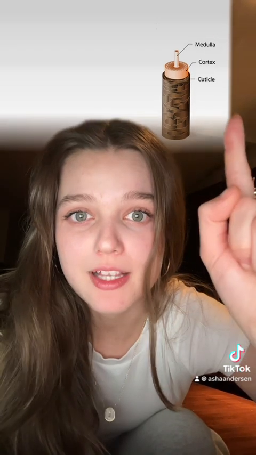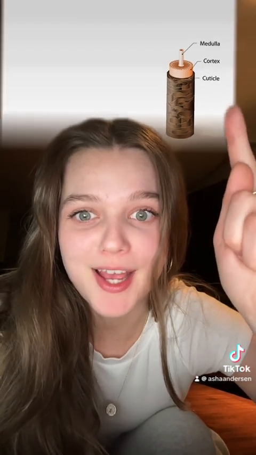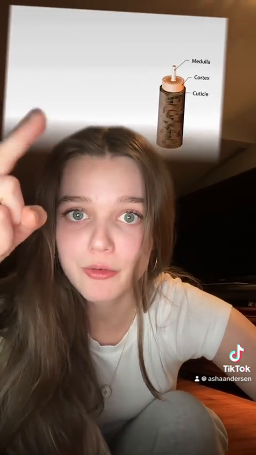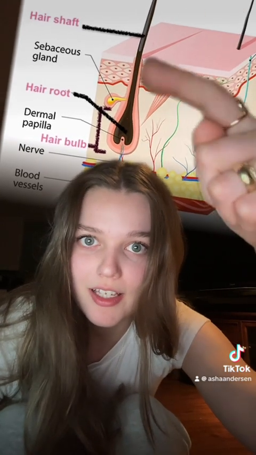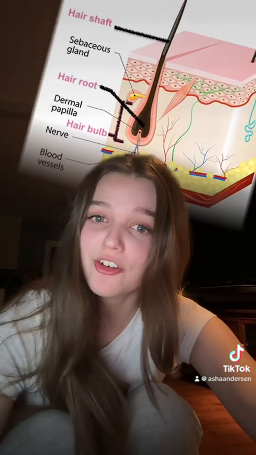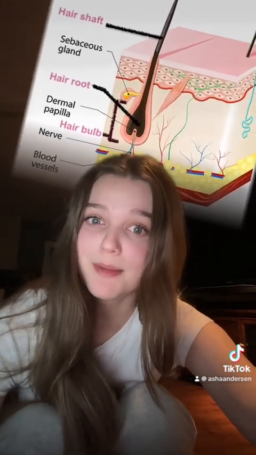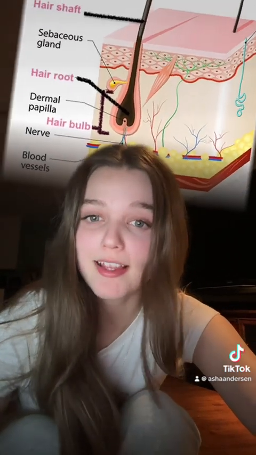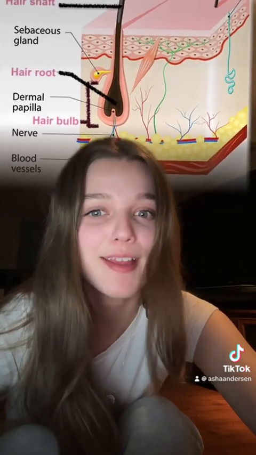Apart from the diagram, what wasn't mentioned earlier were the parts that make up the hair. So we have the medulla, the cortex, and the cuticle. Okay, so here is the whole hair shaft. Right here we have the sebaceous gland. This gland secretes an oily substance called sebum. The sebum lubricates and conditions the hair, which prevents it from becoming dry and brittle or easily damaged.